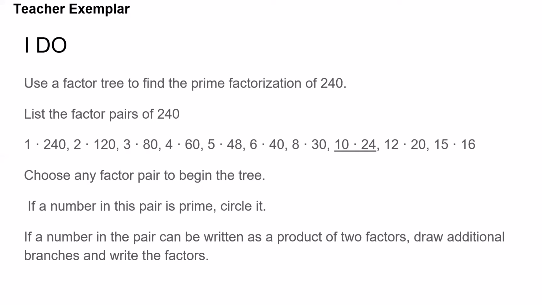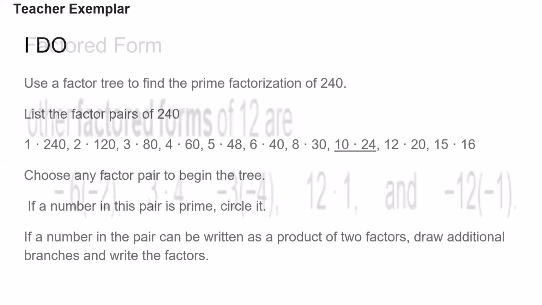Okay, so that's what makes the factor pairs. Now, the numbers that I'm going to focus on today, I believe I'm going to start off with 10 times 24 because that looks very easy for me to factor down. Now, we're going to choose any factor pair to begin our tree. Like once again, I did say I'm going to start off with 10 times 24. However, if a number in this pair is prime, we're going to circle it. If a number in the pair can be written as a product of two factors, we're going to draw additional branches and write the factors. We're not going to make it hard at all.